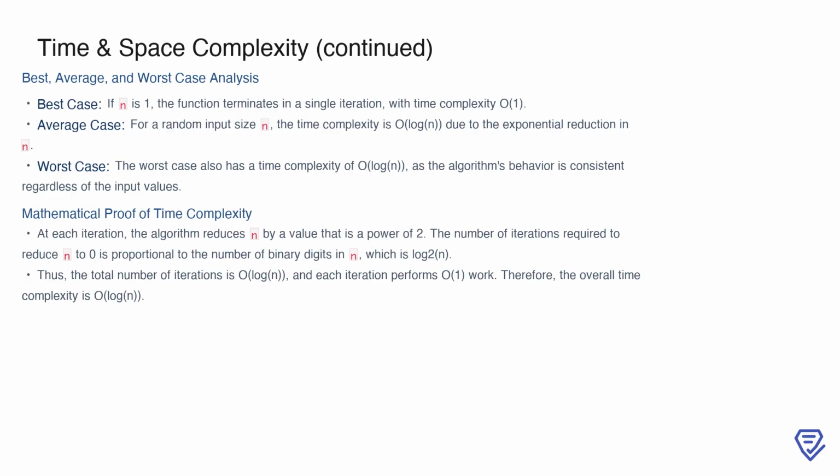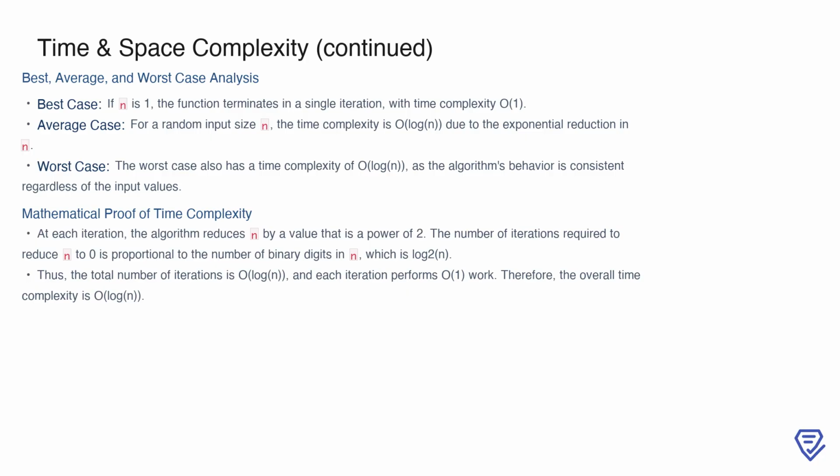The mathematical basis for this complexity lies in the nature of binary representation. Each iteration effectively reduces n by a range represented as a power of 2, and the number of iterations corresponds to the number of binary digits in n, which is proportional to log2 n.